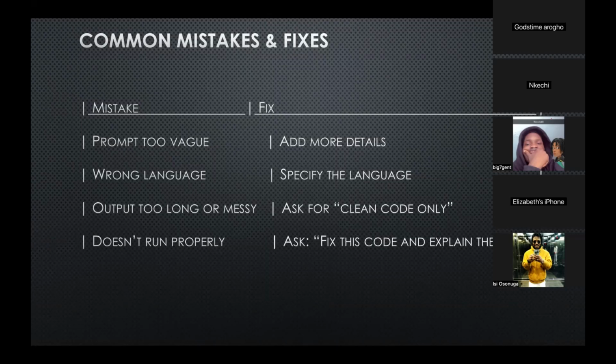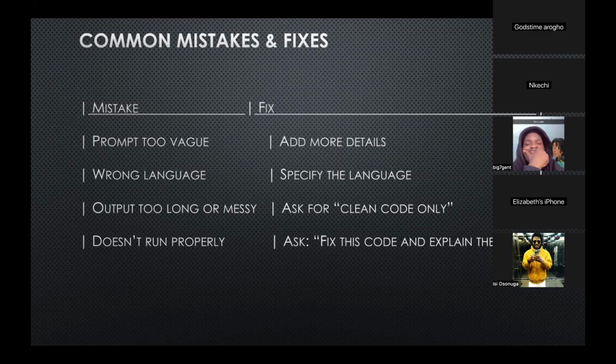So if you notice the code is messy, you can ask the AI to clean the code. Give me a clean code. You can tell it to clean the code from line so to line so. Remove comments, remove unnecessary logic, stick to this particular logic in this line, and it will do that. If the code doesn't run properly, ask it to fix this code and explain the error you identified.